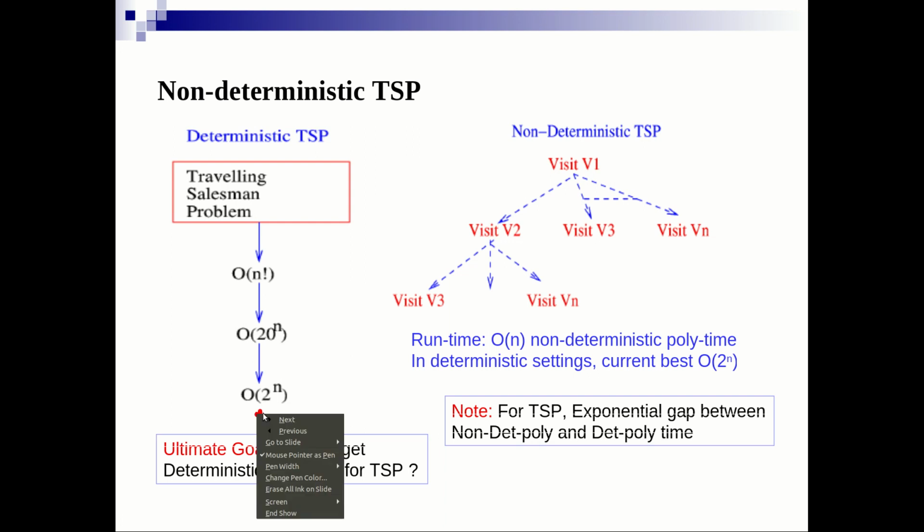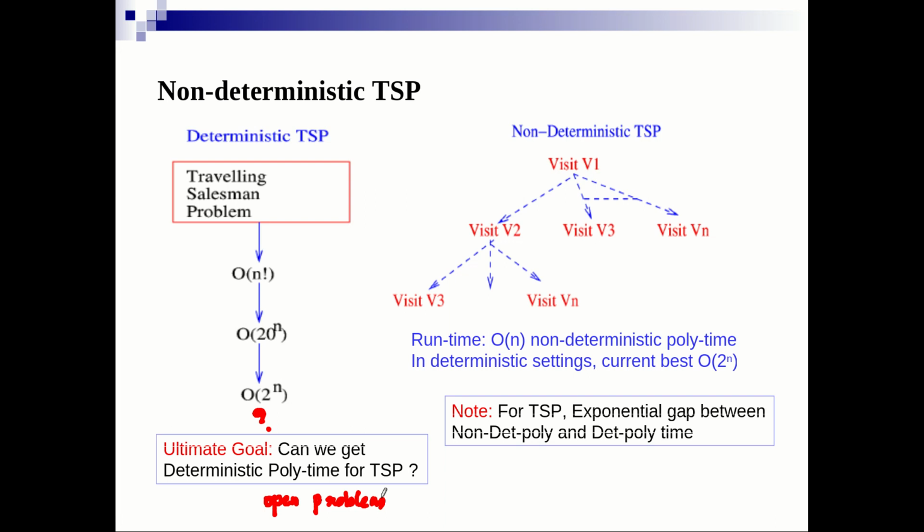Now the question is, can I improve time from this point? Or can we get a deterministic polynomial algorithm? So this is a deterministic exponential algorithm. Can I get a deterministic polynomial time TSP? I can't say yes or no. It is just an open problem, I can say. Open problem in the sense that, as of now, no one has come up with a deterministic polynomial time algorithm for TSP.